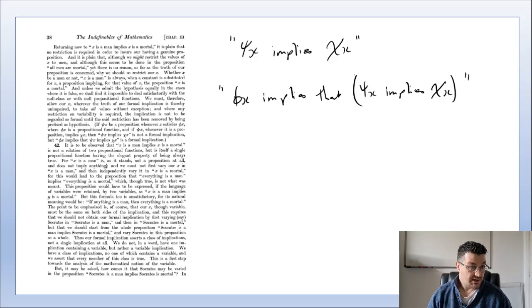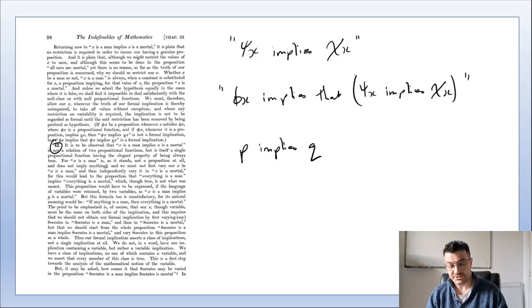Okay, so 42. It's quite a long section, that 41. It is to be observed that x is a man implies x is a mortal is not a relation of two propositional functions, but it is itself a single propositional function having the elegant property of being always true. So compare this with material implication, right? So if we've got P implies Q, and going back to something that he says in section 37.